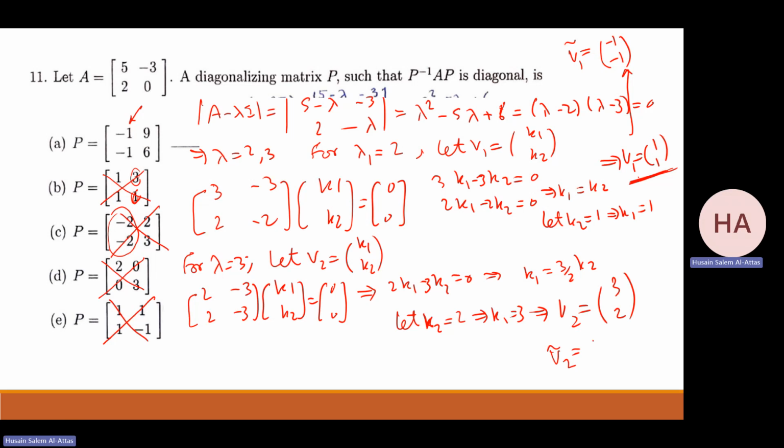Also V2, I can multiply it by a constant. I think I multiplied by 3. So I have 9, 6. So this is correct. So my P can be 1, 1, 3, 2, or it can be minus 1, minus 1, 9, 6, like the way he did. So be careful about the answers.